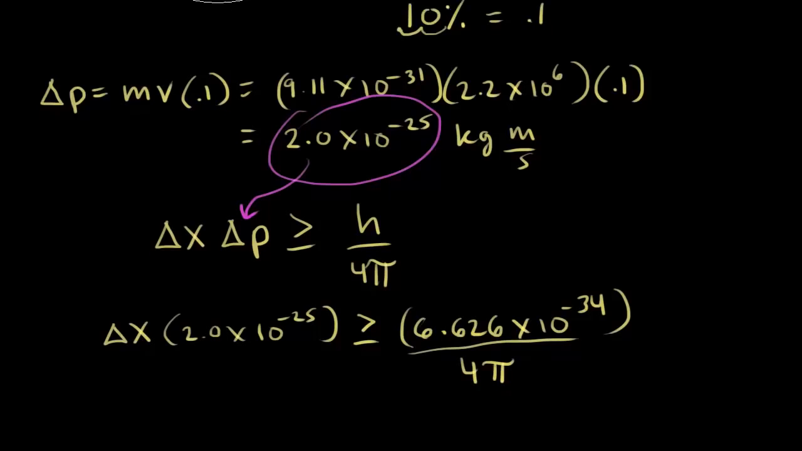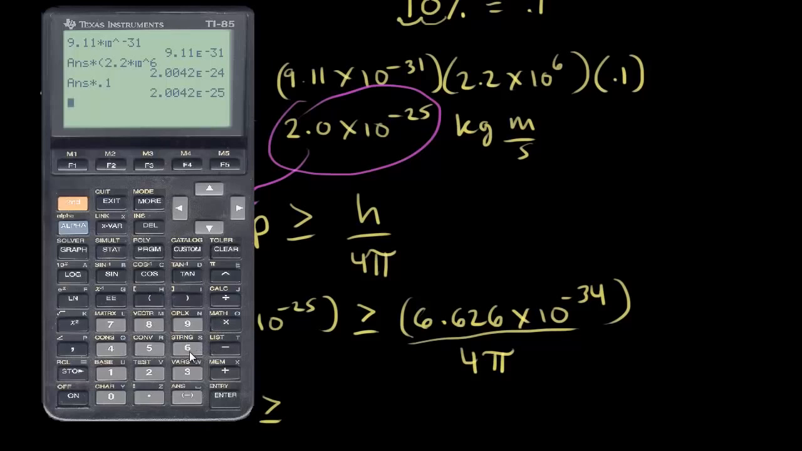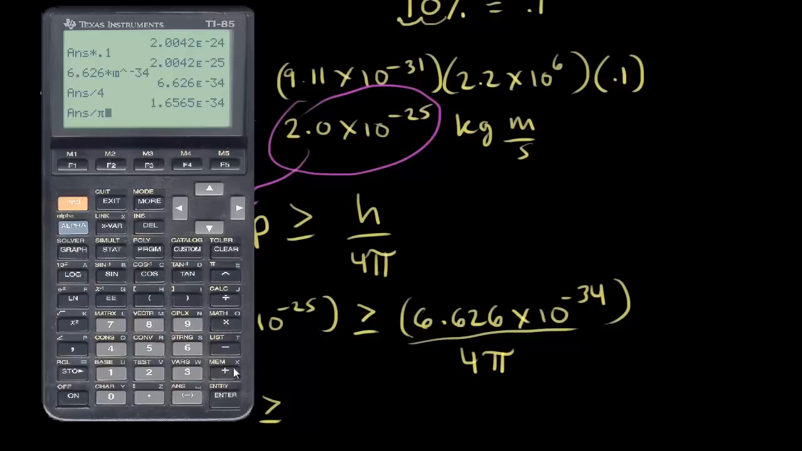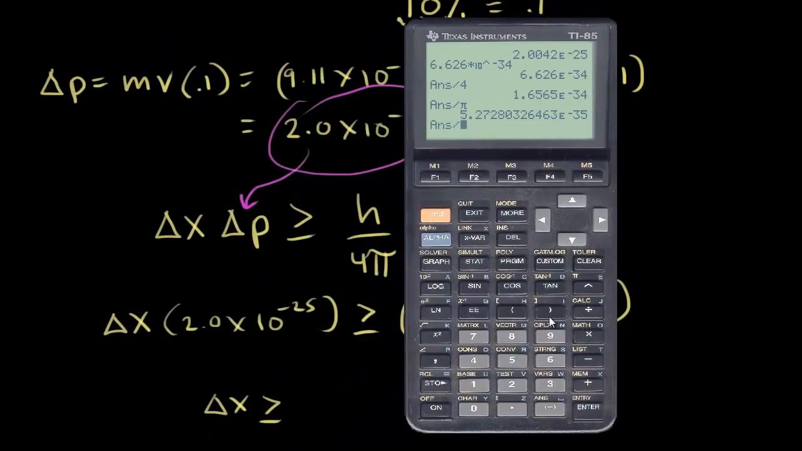So we could solve for the uncertainty in the position. So delta x must be greater than or equal to, let's go ahead and do that math. We have Planck's constant, 6.626 times 10 to the negative 34. We need to divide that by 4, and divide that also by pi. And then we need to divide by the uncertainty in the momentum, which is 2.0 times 10 to the negative 25. And that gives us 2.6 times 10 to the negative 10.